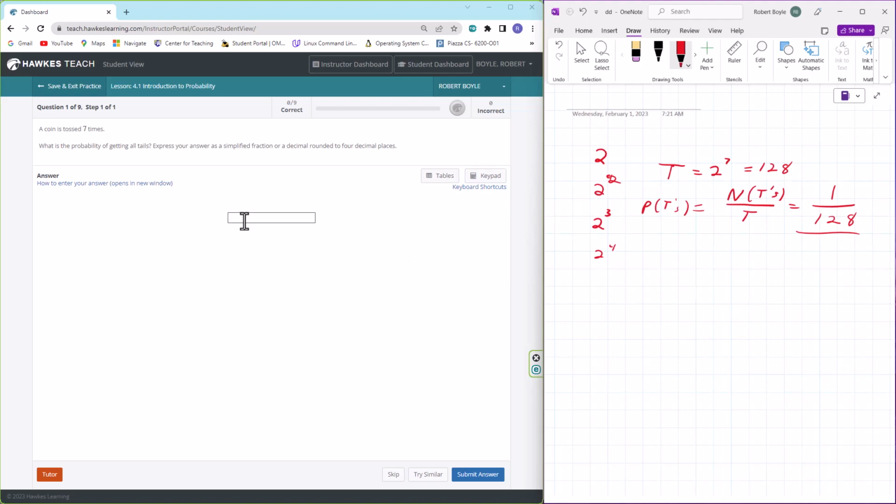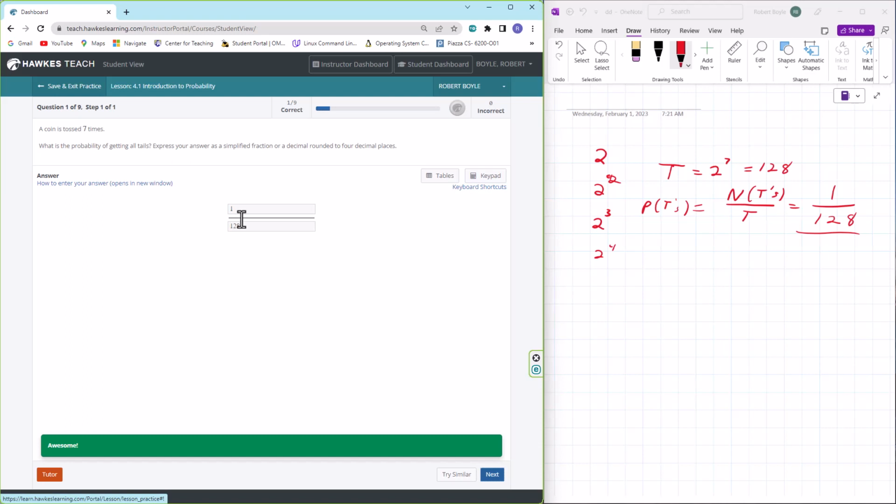1 over 128. Now to put this into Hawks, what you can do is type in 1 followed by the slash. Now to get to the denominator, you're going to need to use your tab. Type in 128, and there you go. Okay, that brings us to question 2.